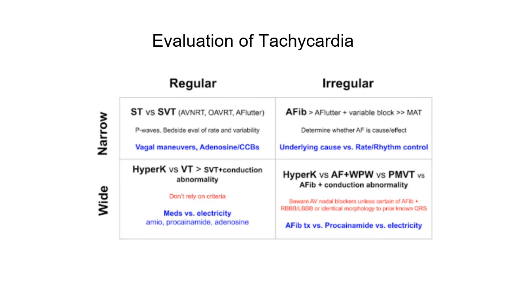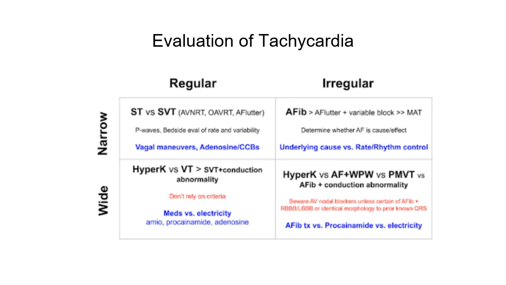This one we did talk about. But again, just a recap of evaluation of tachycardia. Ask yourself, is it narrow or wide? Is it regular or irregular? The treatment for a narrow regular tachycardia: vagal maneuvers, adenosine, calcium channel blockers are all appropriate. If it is wide and regular, then you can try medications versus electricity.